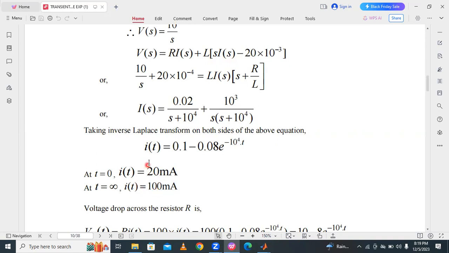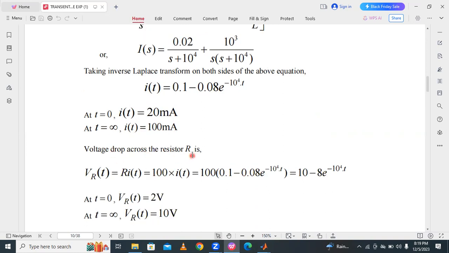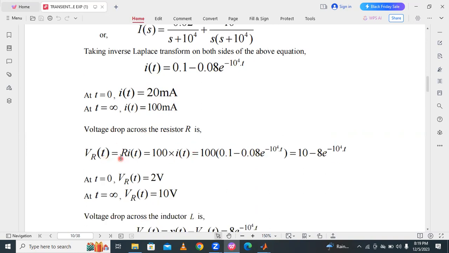For the current response, then the voltage drop across the resistor R is VR of t is equal to R into I of t. R is 100. Substitute I of t, and then we will get 10 minus 8 into e power minus 10 to the power of 4 into t. Then substitute t is equal to 0, and VR of t is equal to 2 volts. That means the voltage across the resistor starts from 2 volts, and at t is equal to infinity, the voltage across the resistor is 10 volts.